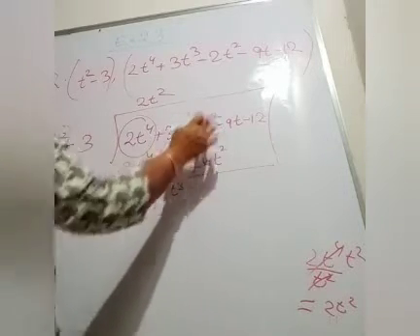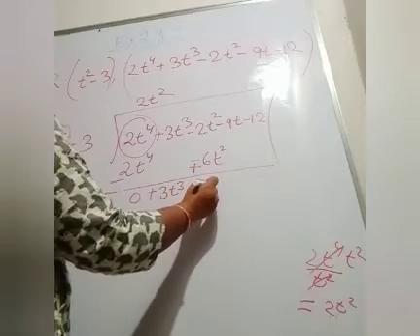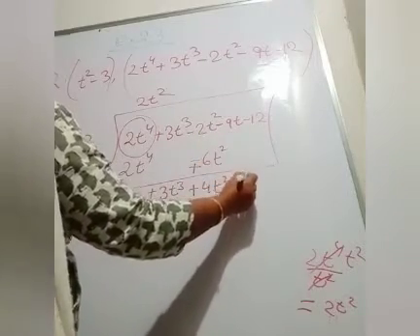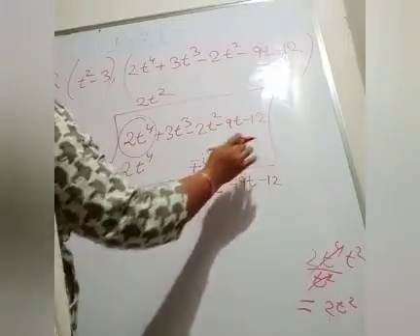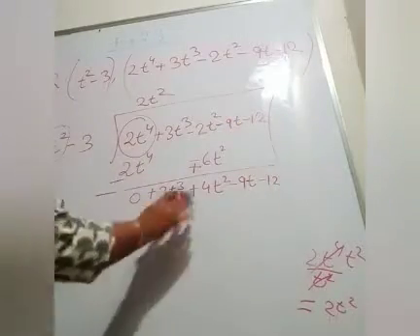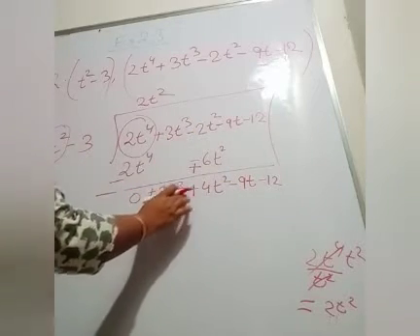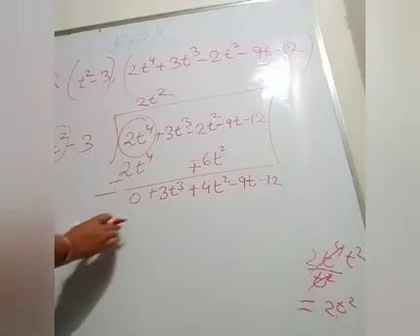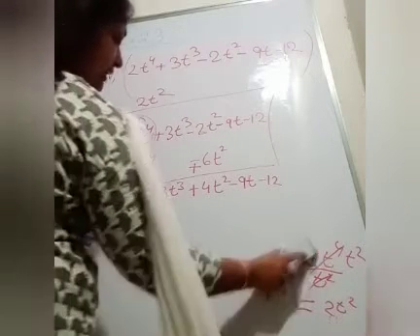Minus 2t square plus 6t square, what will be the answer? The answer will be plus 4t square, minus 9t minus 12, because under these two terms there is no term, so write as it is. Now you see 3t cube plus 4t square minus 9t minus 12 is the remainder. So here the degree of the remainder is greater than the degree of the divisor. So you can divide one more step.